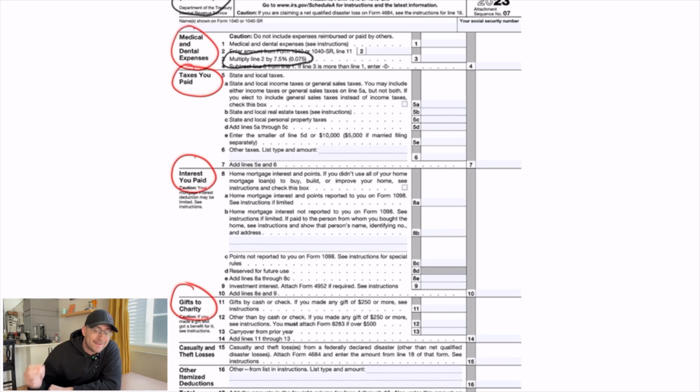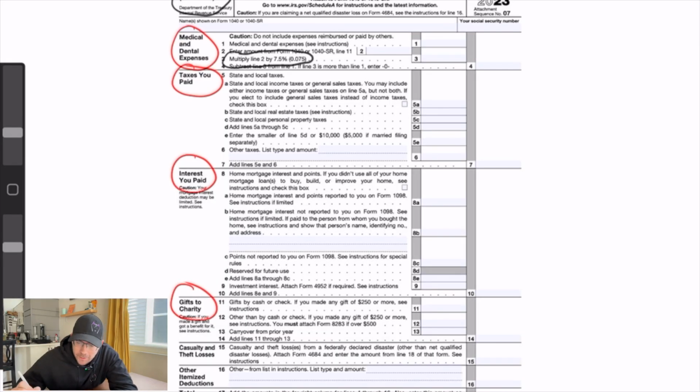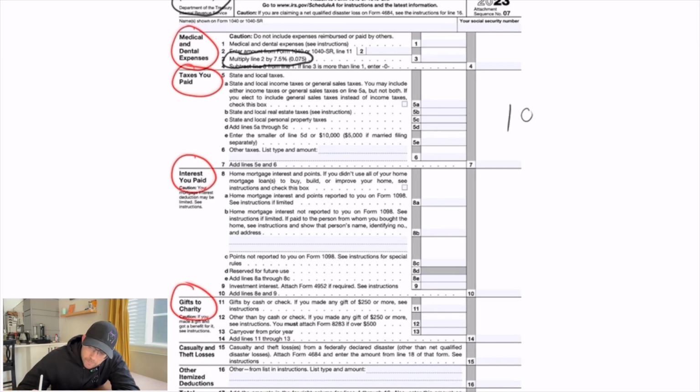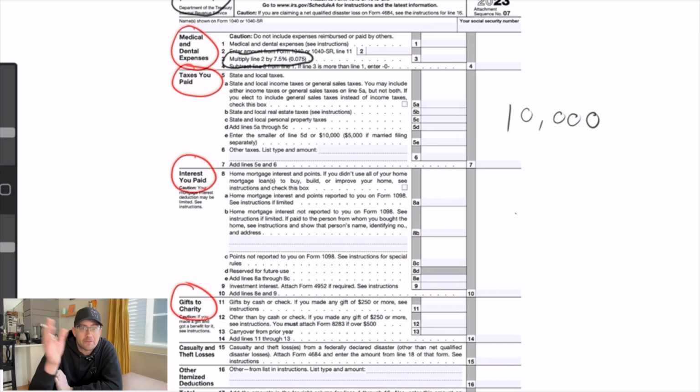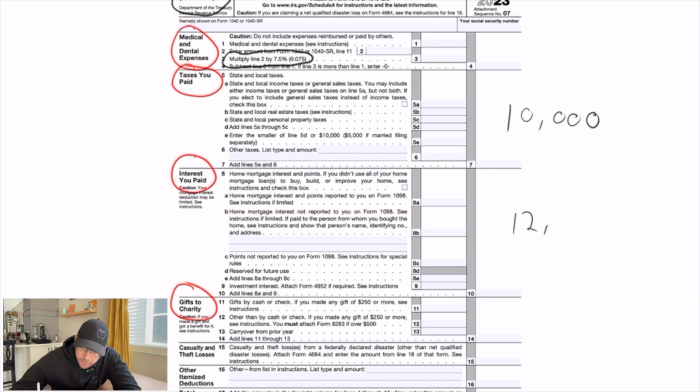So now we're looking at taxes, interest, and gifts to charity. Taxes you paid, simple. It's gonna be state and local taxes, but really, you're limited to $10,000. So right away, for most people, if you're even looking at itemized deductions, you can assume what you're gonna get for the taxes you paid bucket is $10,000. Now, interest paid, typically, and we're gonna keep it simple here, it's gonna be home mortgage interest. So when you get your 1098 form at the end of the year, what you're gonna be looking for is the interest on there, the mortgage interest you paid through your escrow. For this example, let's just assume that was $12,000.